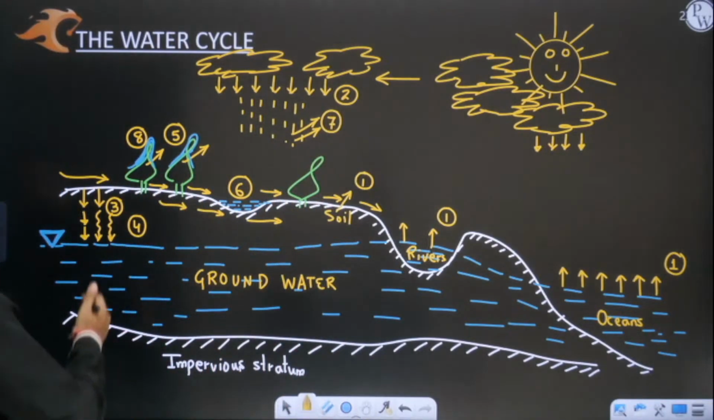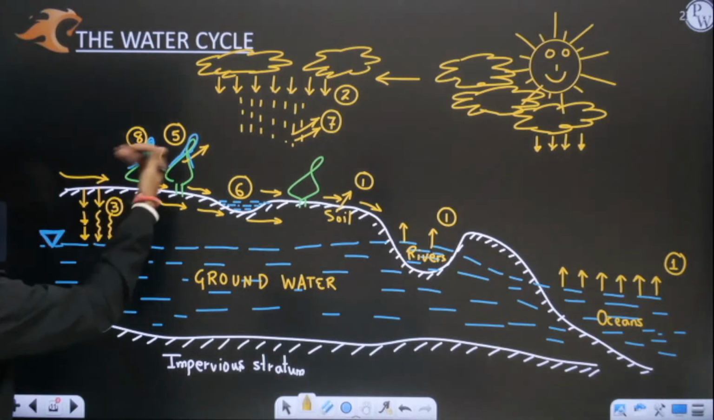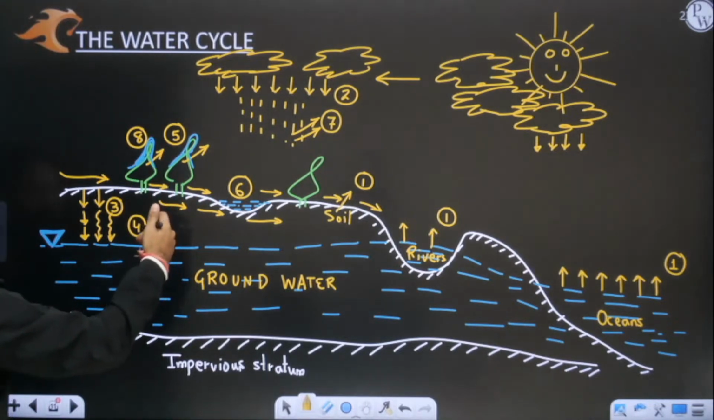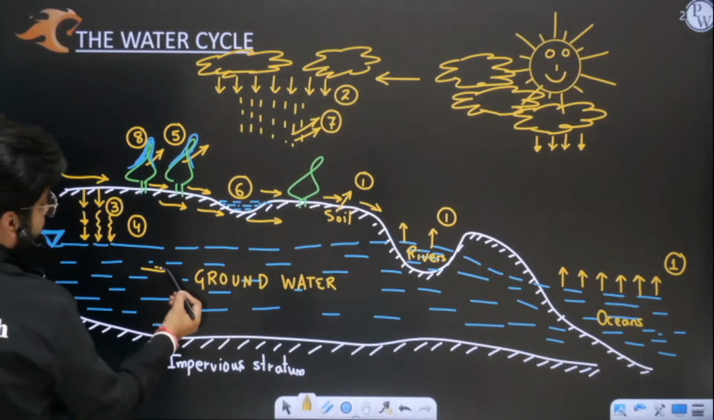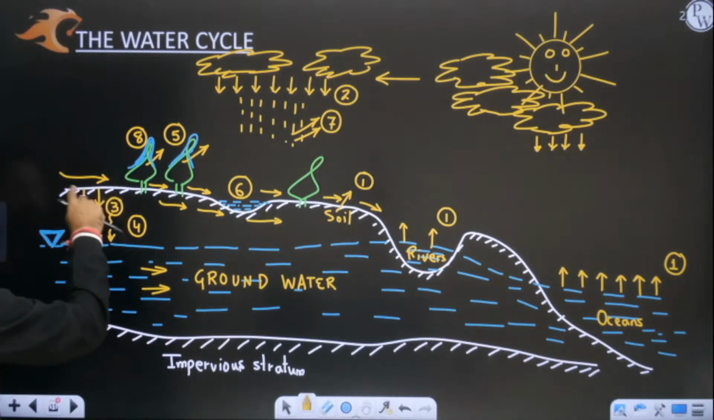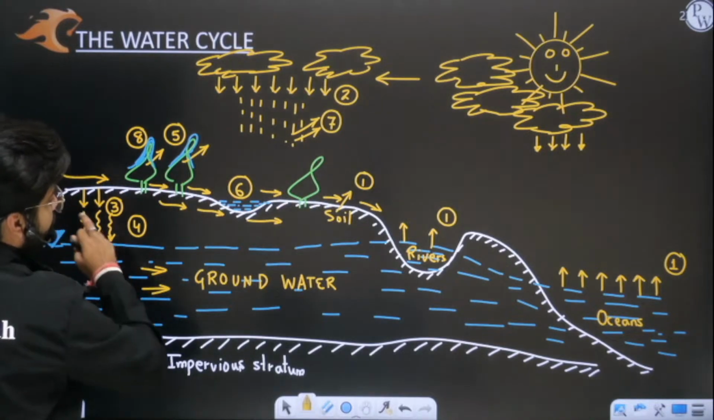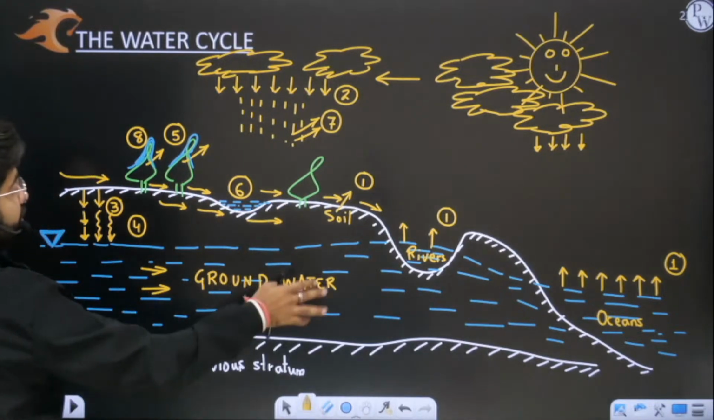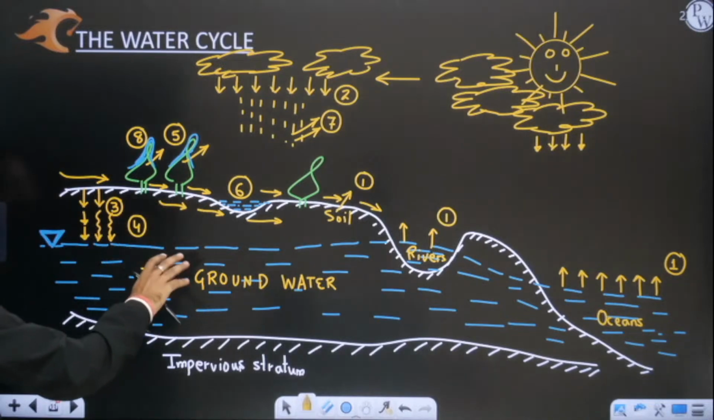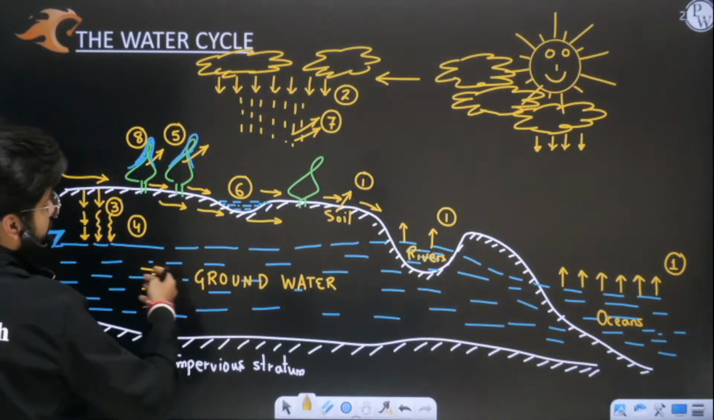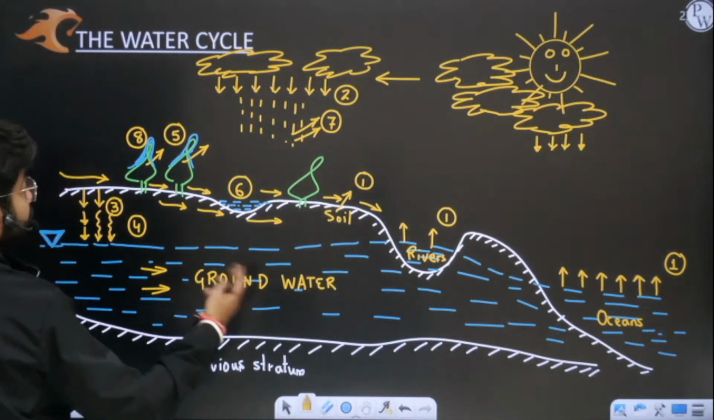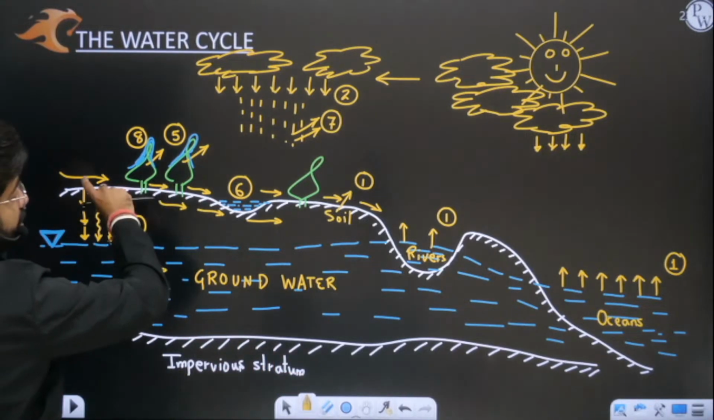That is your runoff. Runoff can happen above the surface and below the surface, and some water runs off in the groundwater also. Water runs off at three levels: at this level, or at this level, or at this level. But the water which runs off at the groundwater level will take too much time. This runoff is quick.